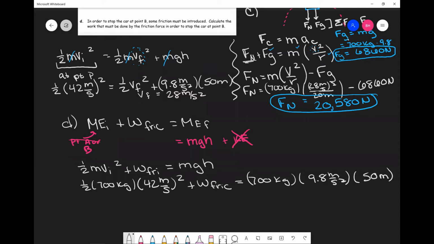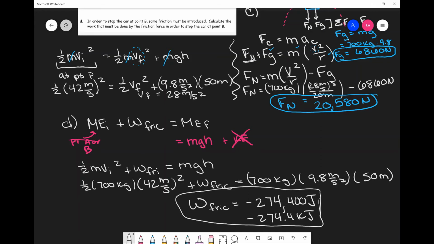And if we rearrange that equation and solve for our work, we get our work due to friction is equal to negative 274,400 joules. You could also say negative 274.4 kilojoules, either one, but that is the work that would need to be done by friction in order to stop the car.